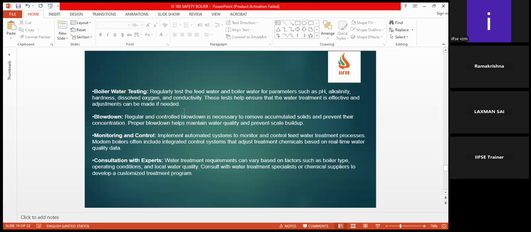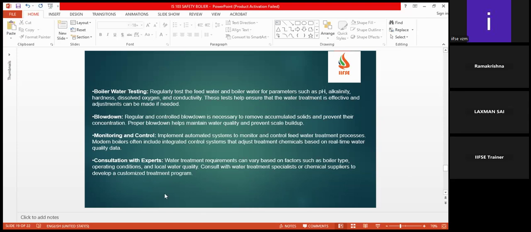Then boiler water testing. It does not mean that once the treatment system is installed and the water is being treated, we send it directly to the boiler. No, it has to be tested. Once you have done the treatment, you have to understand the performance of your treatment plant as well. One is regular testing of the feed water and boiler water for parameters such as pH, alkalinity, hardness, dissolved oxygen, and conductivity. These tests help to ensure the water treatment is effective, and adjustments can be made if needed.